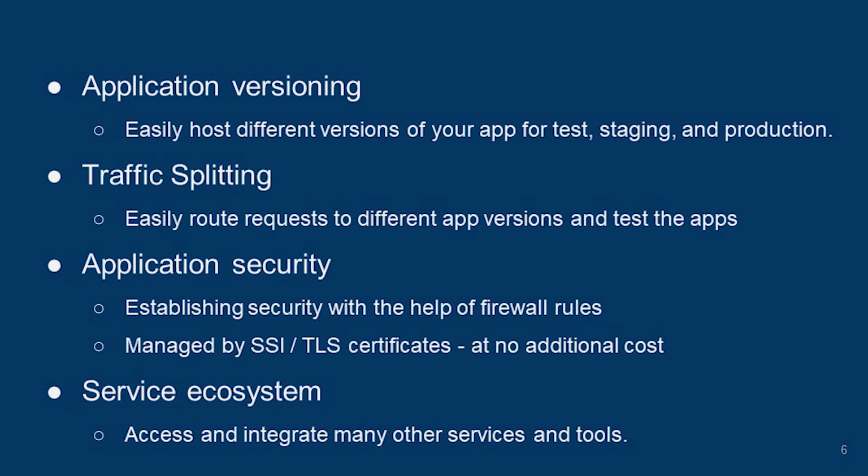There are a few more key features with the Google App Engine, which include application versioning, which means that the developers can easily host different versions of their app for test, staging, and production. Traffic splitting, that is to easily route requests to different app versions and test the apps. Application security, which means establishing security with the help of firewall rules, that is managed by SSL or TLS certificates, at no additional cost. And the service ecosystem, which is to access and integrate many other services and tools to the application of your choice.